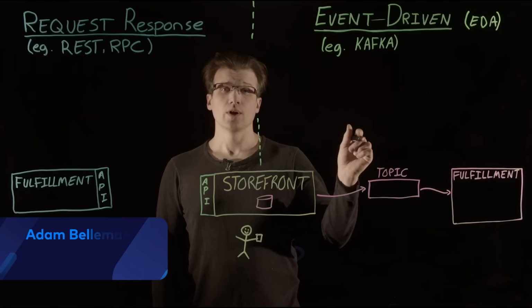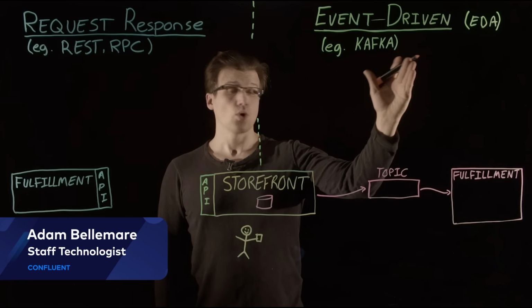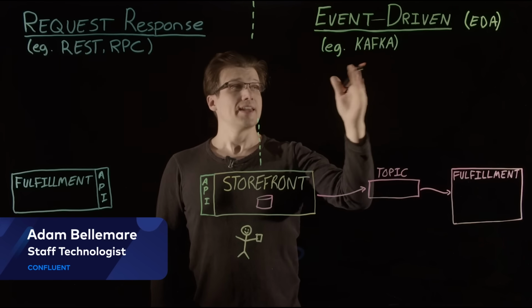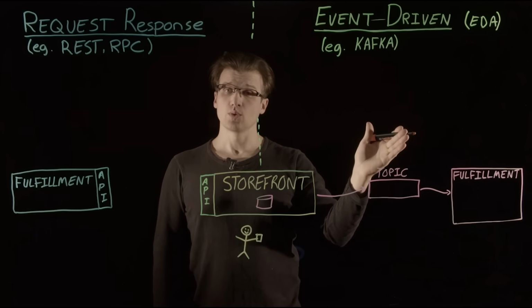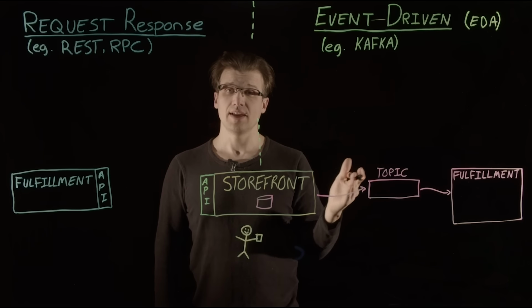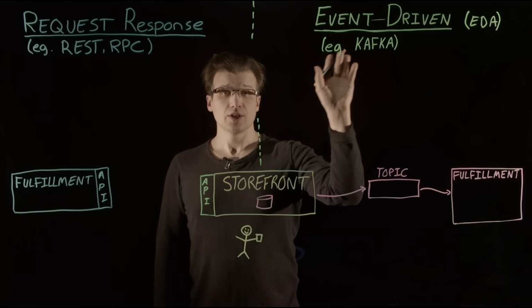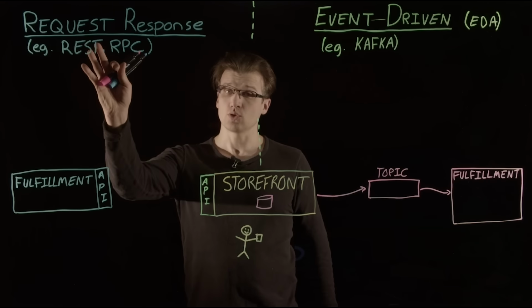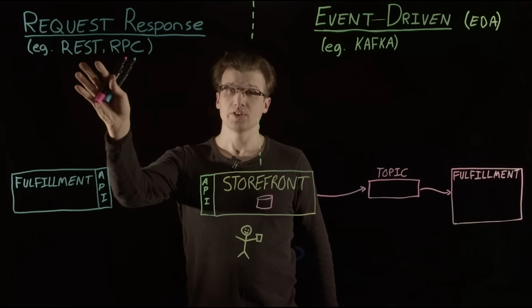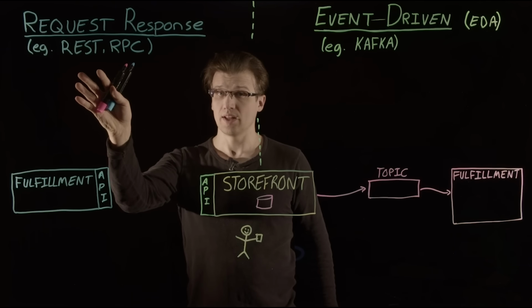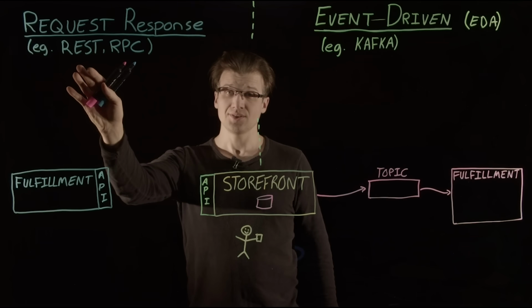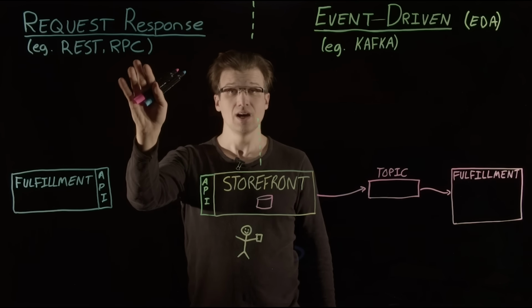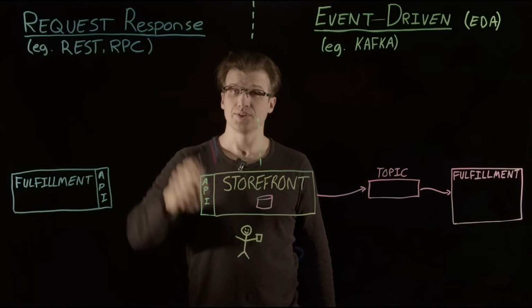In this video, we're going to look at event-driven architectures, or EDA, that's powered by Apache Kafka. This is where systems communicate with one another through exchanging events. We're going to compare and contrast EDA with request-response architecture, where the services communicate directly with one another. Examples of request-response include REST, as well as RPC, or remote procedure calls.